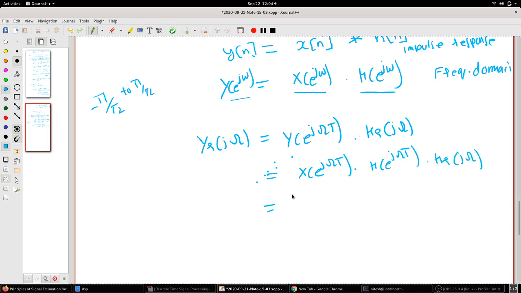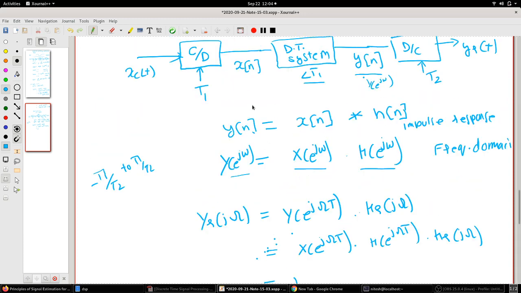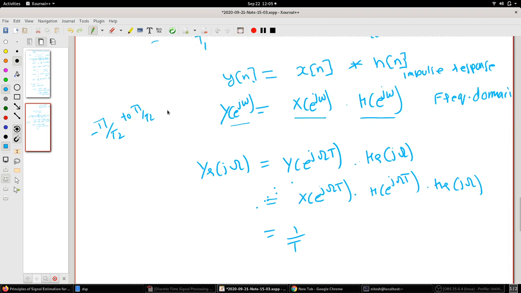I also have another relation, which is that X of e raised to j omega T is related to the X continuous. So the relationship between this one and this one here is 1 upon T summation k equal to minus infinity to infinity X continuous of j omega minus 2 pi k by T.